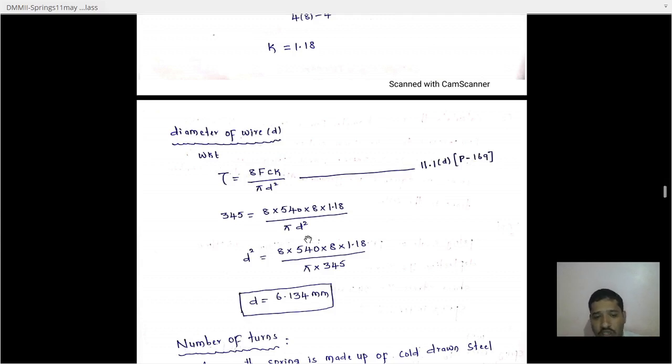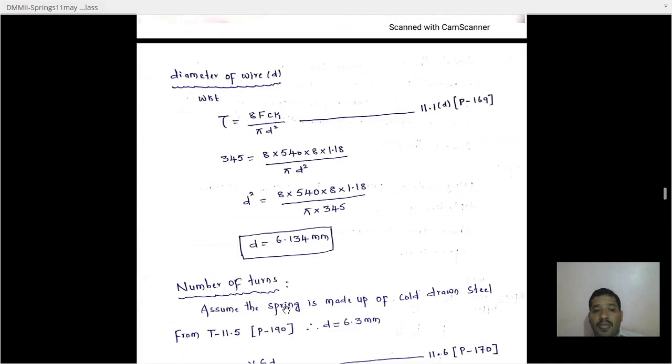In this equation, you need to cross multiply these terms. D square stays as it is, and the remaining term is 8 into 540 into 8 into 1.18 divided by pi into 345. Divide the whole value, and to remove the square, take the root. Then if you substitute this value in the root, you will get the diameter of the wire.